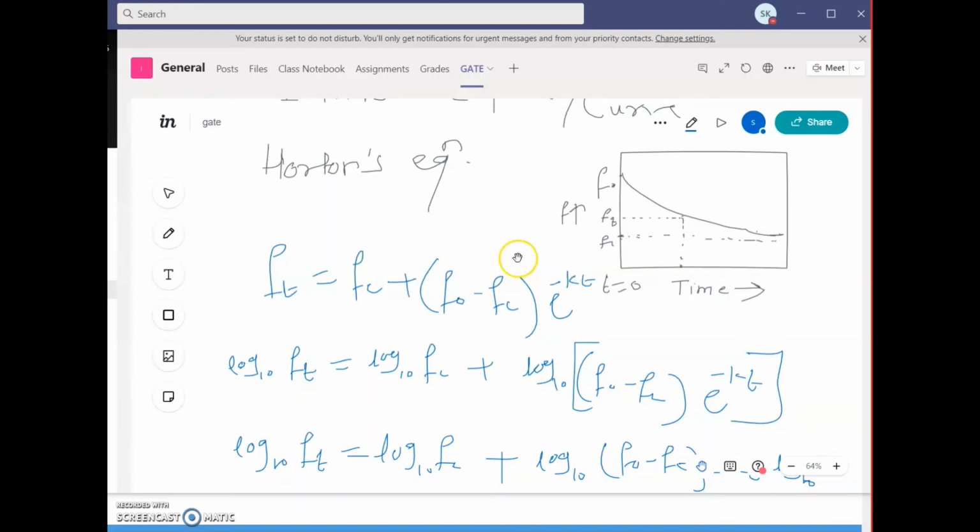So for a particular plot, suppose we have taken the infiltration readings by using an infiltrometer. I am just telling you the application, so that once you understand this, you will be able to solve different kinds of problems.